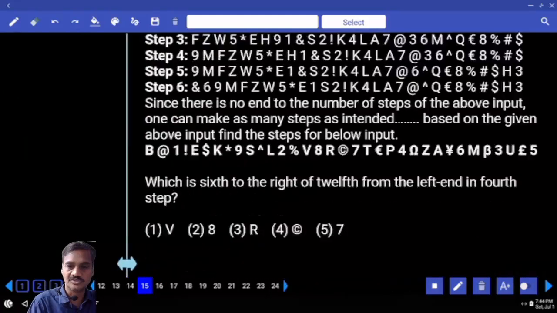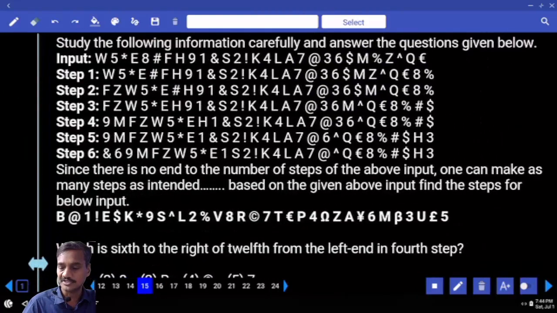Then 15 onwards is based on input and output. Now input to step 1, tell me what is the difference we have. 1, 2, 3, 4, 5. In this input, the fifth element from the left hand side is 8, and the fifth element from the right hand side is percentage. These two are written at the last place, and all the remaining will be shifted to the next position.